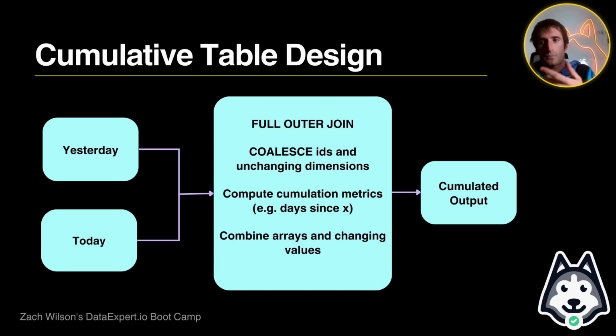That's a beautiful thing about it, but also know that you don't want to make this array as big as you want and just keep adding, because eventually your table becomes hard to render when you're querying it. You run into interesting usability constraints when this array gets too big. So anyways, this is the design with the full outer joins, and that gives you the accumulated output for today. So that's cumulative table design at a high level.